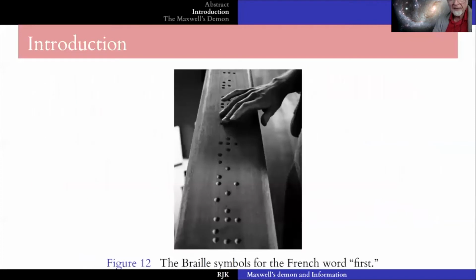This is a picture of a Braille system. It shows the French word first on here. And so this is 2 by 3, this is 2 by 3, this is 2 by 3, this is 2 by 3, etc.